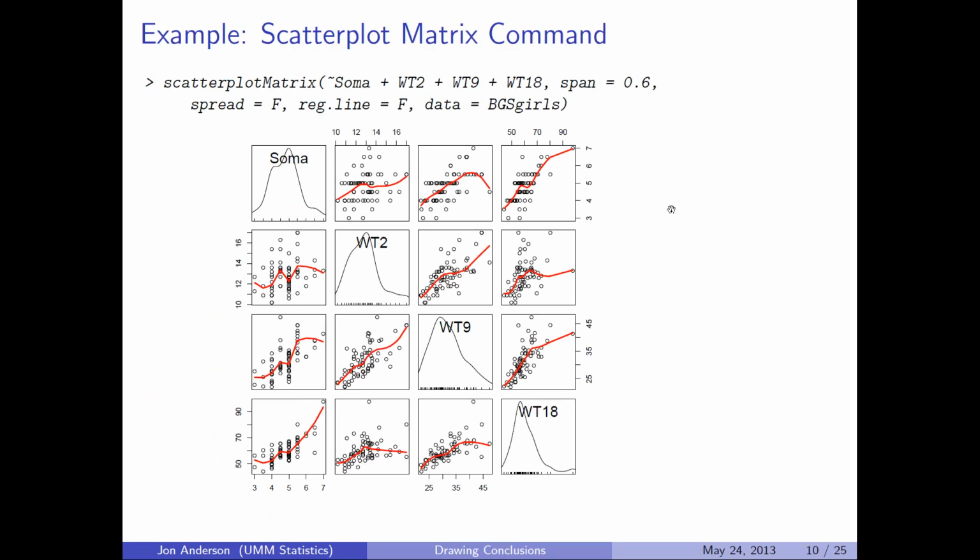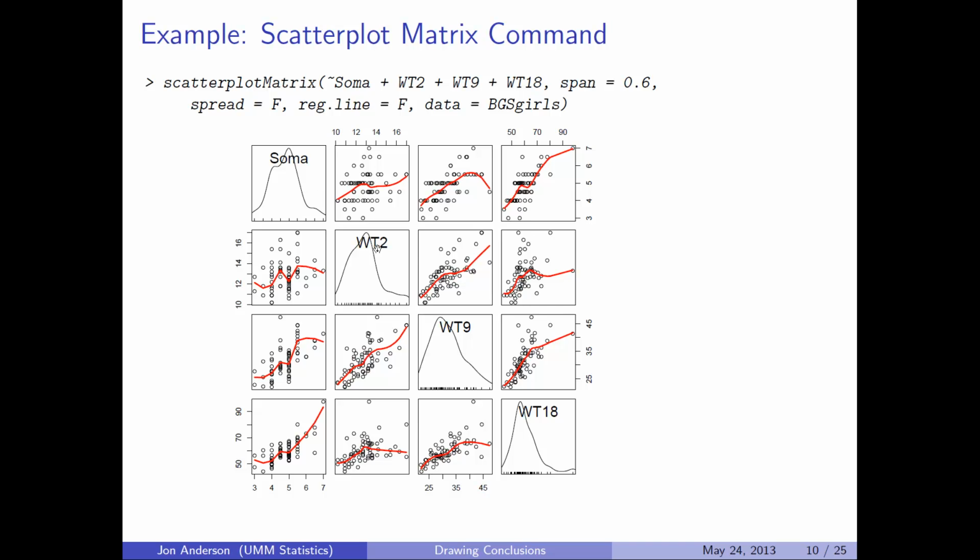Here is a scatterplot matrix of the Berkeley Guidance Study just for girls, and we're going to be interested in having somatotype be our response variable. You'll see that in this upper left corner here, and we can see the relationship that somatotype has with girls' weights at age 2, when they're at age 9, and when they're at age 18. You'll notice that the response variable has a stronger correlation with weight at later ages. Basically, the somatotype variable is measured when they're age 18. So weight at age 18 is naturally the most correlated with somatotype.